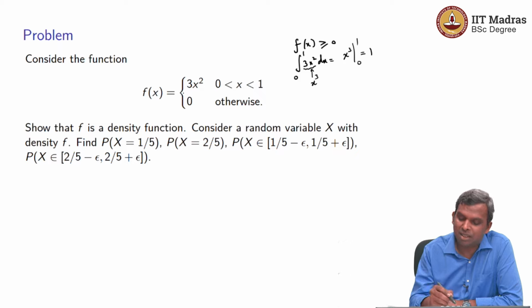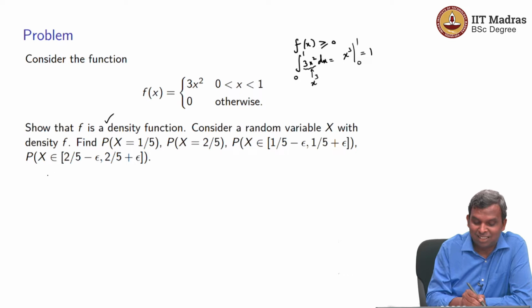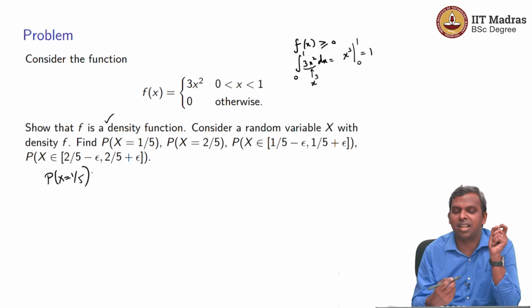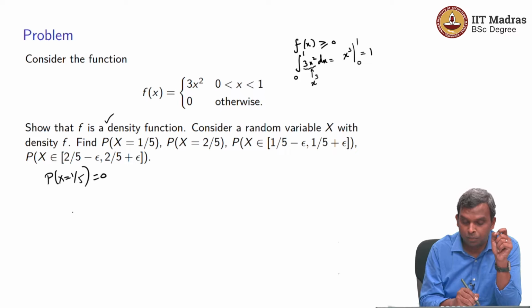And is it piecewise continuous? Yeah, it is piecewise continuous. It's usually an easy thing to check. So it's a valid density function, no problem. So let's consider a random variable x with this density. What's the probability that x equals 1 by 5? This is the easiest thing to answer. Any random variable which is defined using a PDF is definitely a continuous random variable, and once you have a continuous random variable, the probability that it equals 1 by 5 is actually 0. What's the probability it equals 2 by 5? Again 0. So all easy questions.